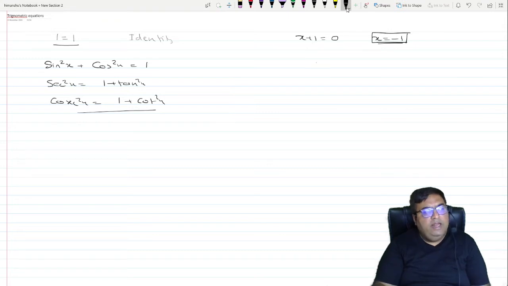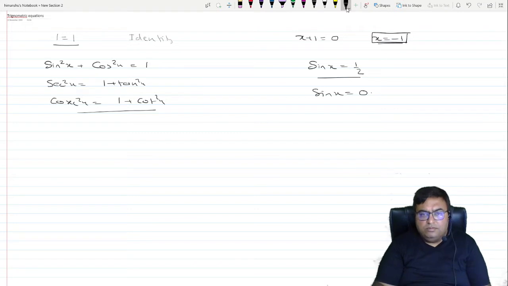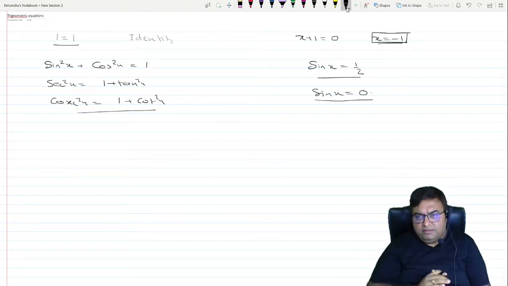But when I say sin x equals 1 by 2, or sin x equals 0, then in that case, it will not be satisfied for all values of x. It will be satisfied only for some particular values of x.